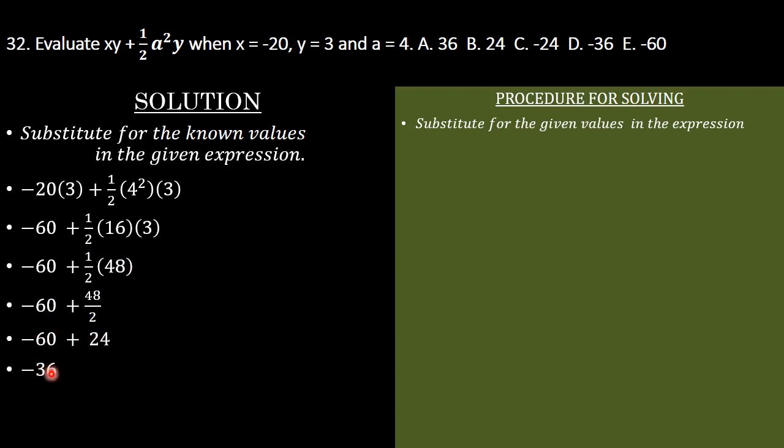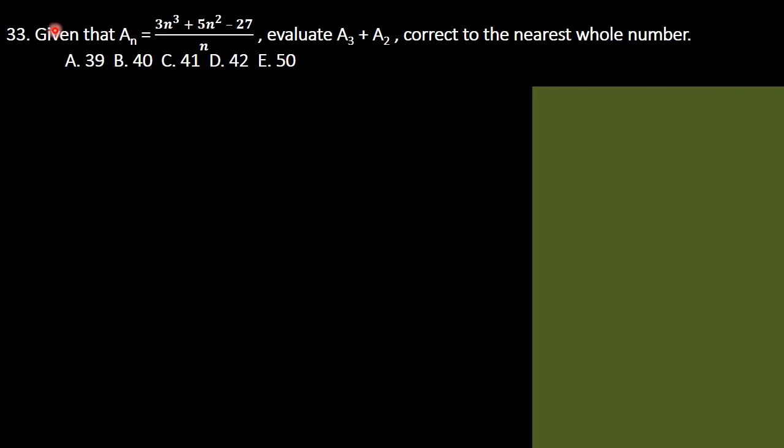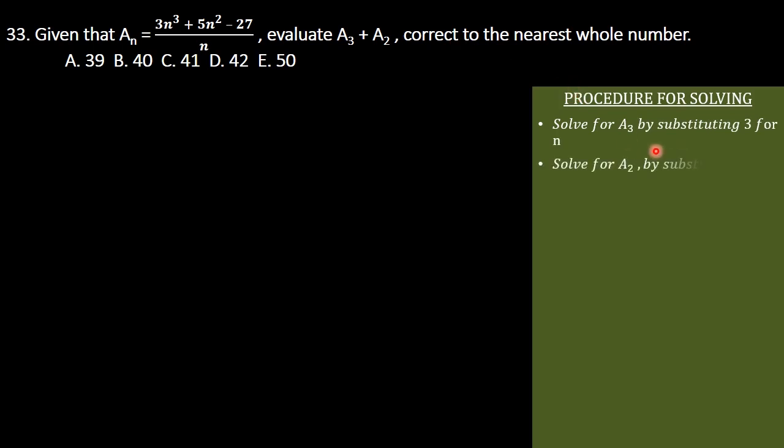Question 33. Given that an is equals to 3n raised to power 3 plus 5n raised to power 2 minus 27 all over n, evaluate a3 plus a2 correct to the nearest whole number. Let's check the procedure for solving this. Solve for a3 by substituting 3 for n, and solve for a2 by substituting 2 for n in the given expression, then round up to the nearest whole number.